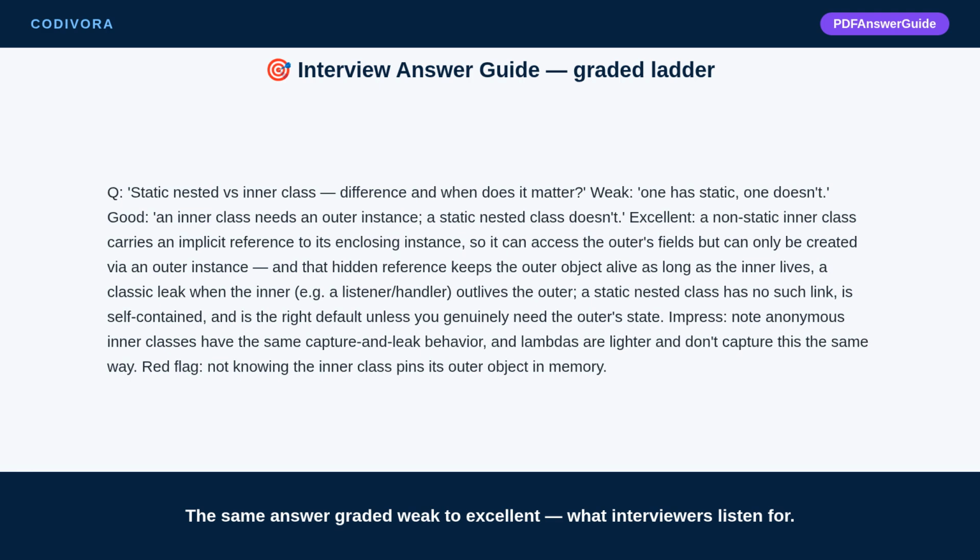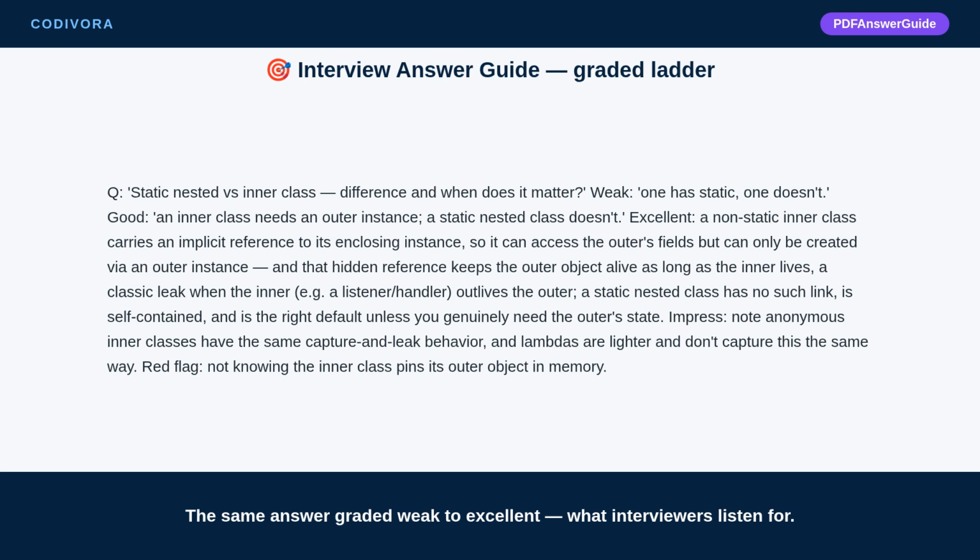Excellent: a non-static inner class carries an implicit reference to its enclosing instance, so it can access the outer's fields but can only be created via an outer instance. And that hidden reference keeps the outer object alive as long as the inner lives. A classic leak when the inner, for example a listener or handler, outlives the outer. A static nested class has no such link, is self-contained, and is the right default unless you genuinely need the outer state.